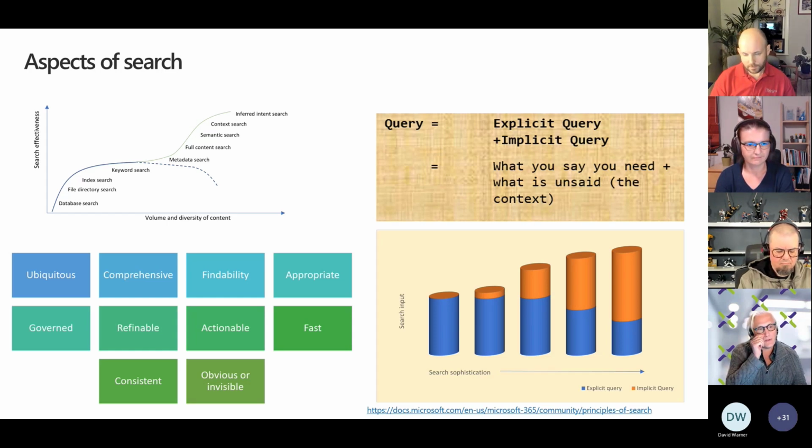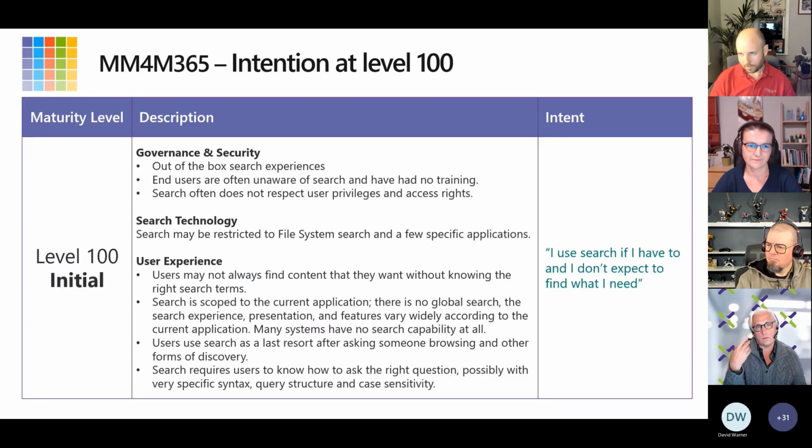I think you're absolutely right. Most people think, well, you've got search in the tenant, so therefore search is there and it works. And that, in a sense, is where we start with level 100, right? When you sign up for your tenant, search is there. It's got the search box at the top. You can search for stuff and you may or may not find it, right?